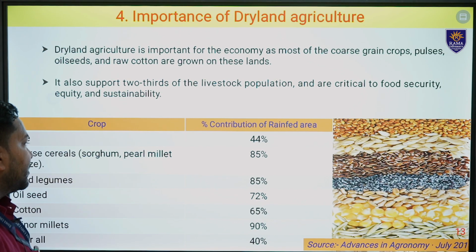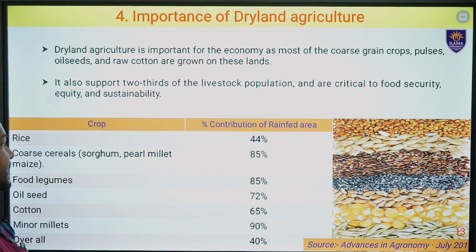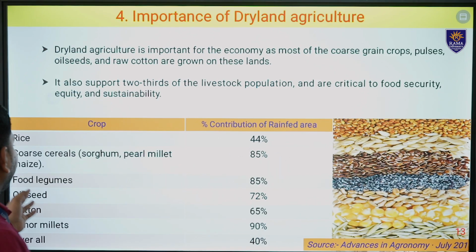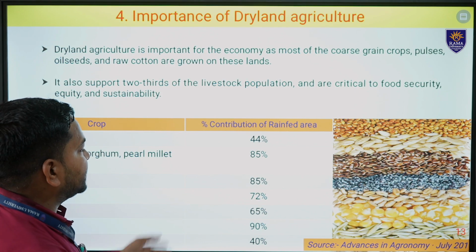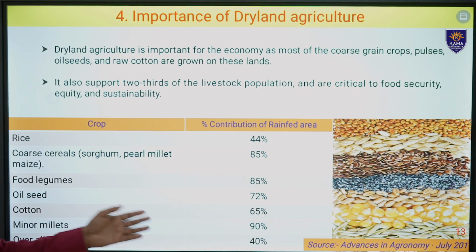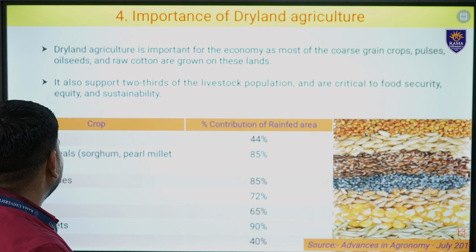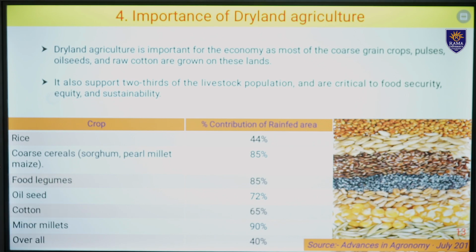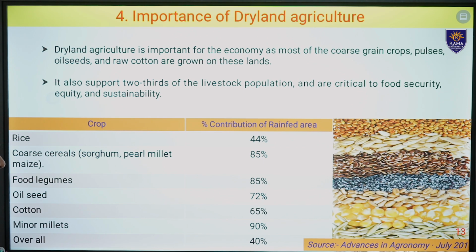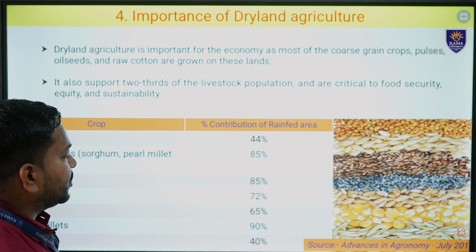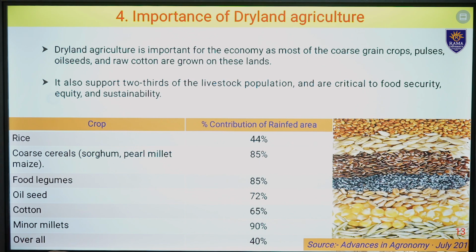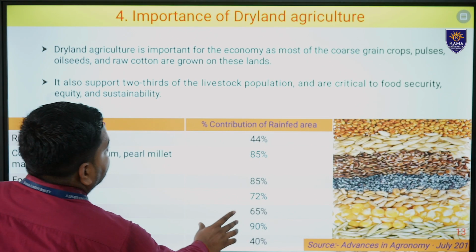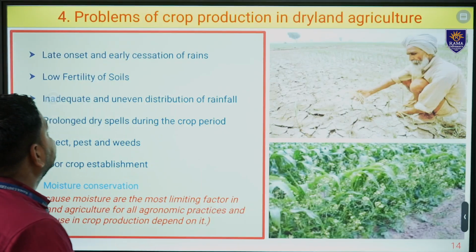Coarse cereals like sorghum, pearl millet, maize and other minor millets contribute 85% of the total production, while food legumes contribute 85% of the total production. Oil seeds also contribute 72% of the total production. Cotton contributes 65% of the total production. Minor millets contribute 90% of total production of minor millets. Overall, dryland contributes more than 40% of the total agricultural production.